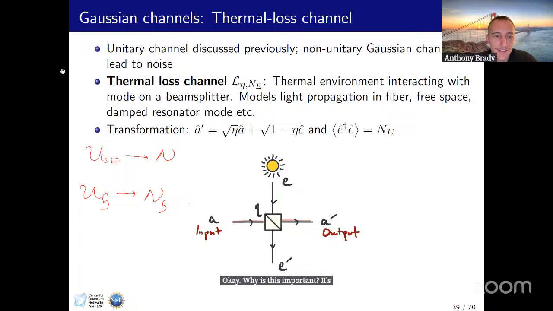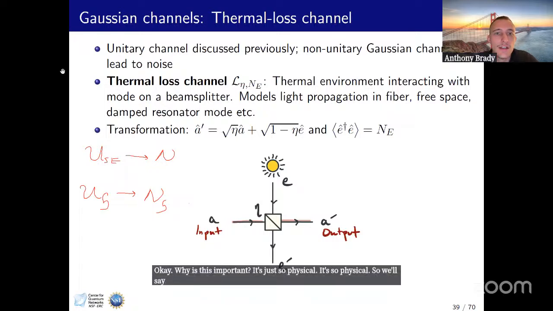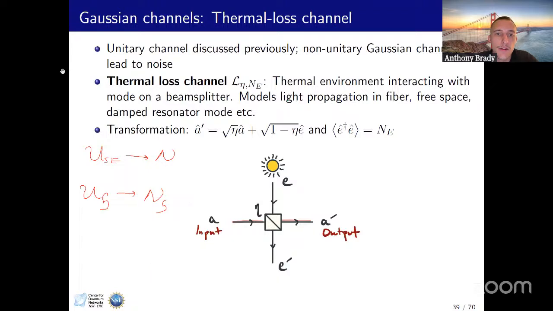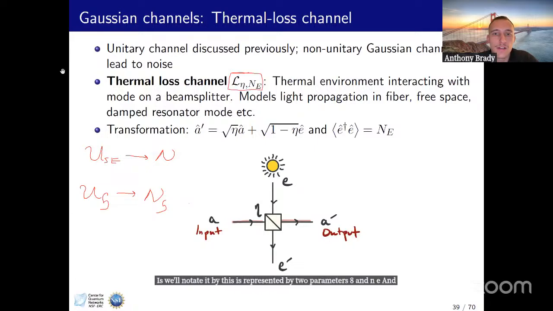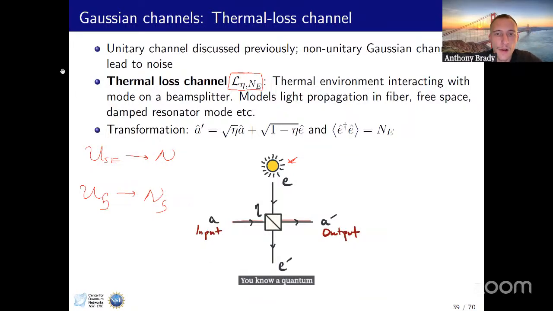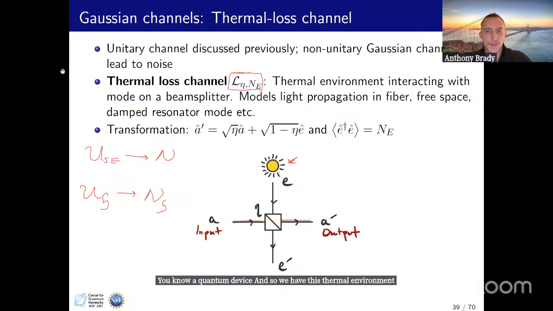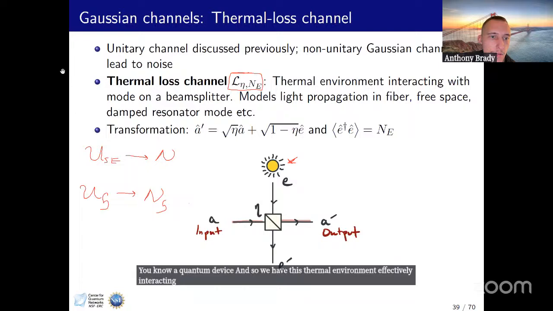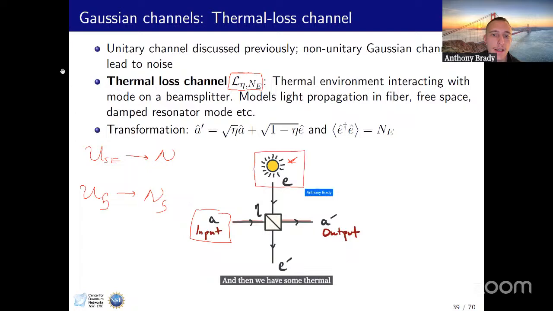It's just so physical. So we'll say a thermal loss channel is represented by two parameters, eta and N_E. What a thermal loss channel is: we have some thermal environment. You can think of the sun here, or just the thermal photons in a chaotic room, but we have some system and some pristine quantum device. And so we have this thermal environment effectively interacting with our interesting mode on a beam splitter. The interesting mode is A, the input A. And then we have some thermal environmental mode, E, interacting with our interesting mode, A, on a beam splitter.